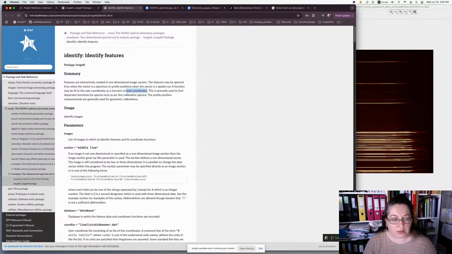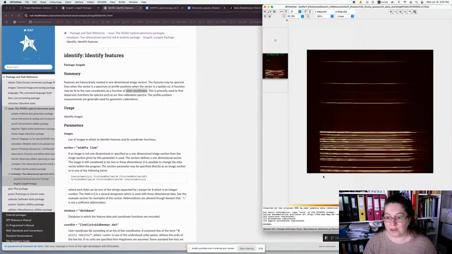Pixel coordinates means your 1, 2, 3, 4, 5, 6 pixels. So just the position of the pixel, the pixel position or pixel coordinate. And the user coordinates, in this case, are wavelengths. They are measured in angstroms. So you have to be careful, because we are trying to get wavelength calibrations. Our goal is to get user coordinates.